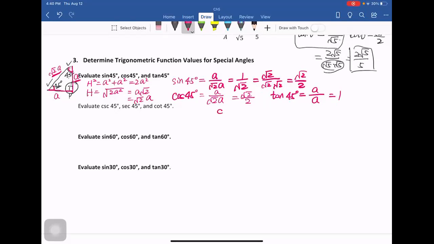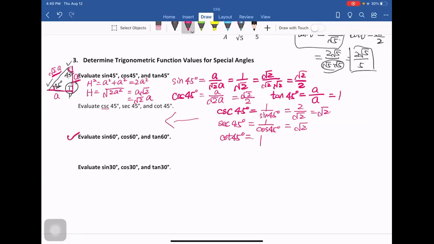So cosecant 45 equals the reciprocal of sine 45. That's 2 over square root of 2, that's square root of 2. And secant 45 equals 1 over cosine 45. That's square root of 2. And the cotangent 45 equals the reciprocal of tangent 45. That is 1. So we found this part.